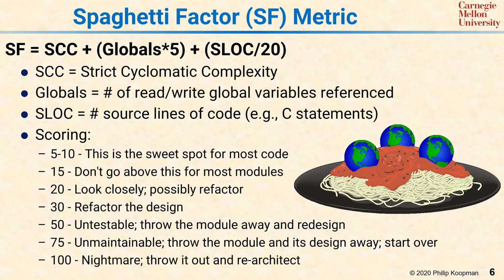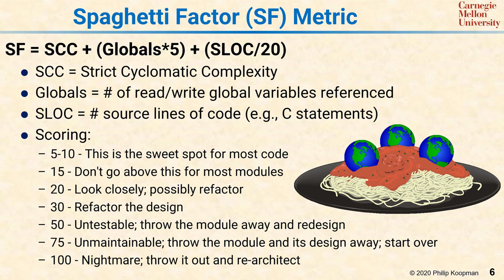Around a spaghetti factor score of 50, probably your software is untestable unless it's a special case, and you should be throwing the module away and redesigning. At 75, not only is it untestable, but probably every time you touch it, you break it and it's unmaintainable. And around 100, generally when you see code like that, it's basically a nightmare. You should just be throwing the whole thing away and starting over with that section of your system.